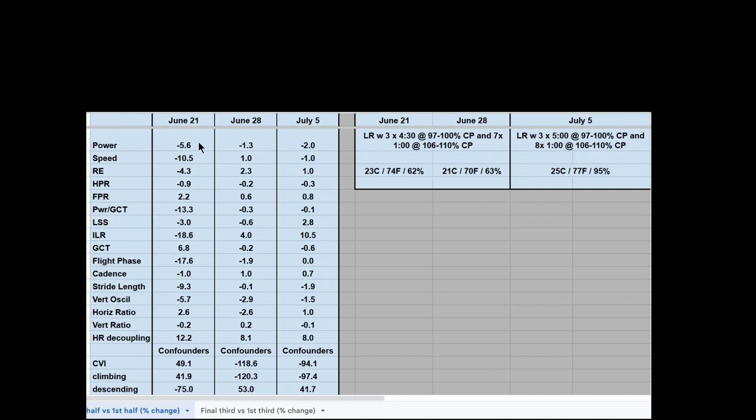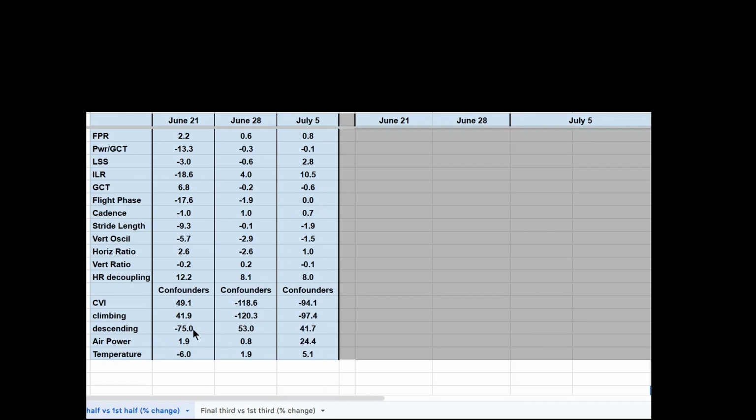And then the following week, conditions were maybe a little bit more favorable, and he had a second chance at it. Now look at it. It's much better. Power only declined 1.3% in the second half. Speed actually increased. Running effectiveness increased. Part of that was he sort of did a different route. And you can see climbing decreased in the second half. Descending increased in the second half. And the hilliness decreased.